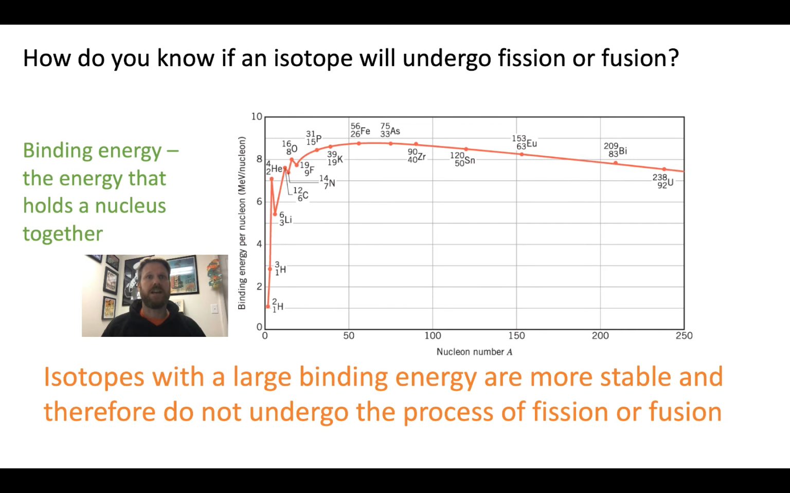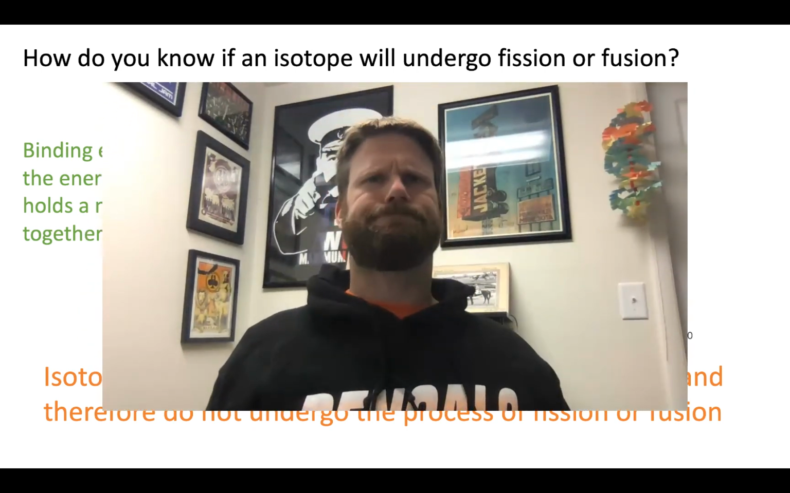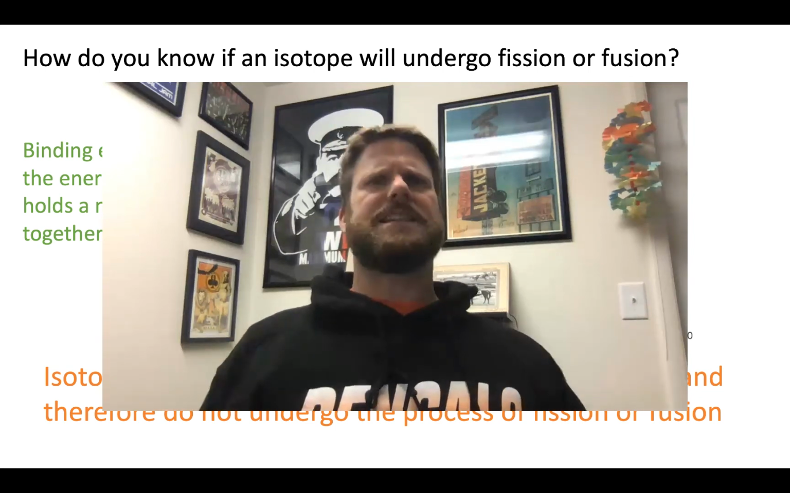Binding energy is the energy that holds a nucleus together. Nuclei with a larger binding energy are more stable, meaning that the nucleus is less likely to split apart or fuse together. Now I know what you're thinking. Schmeck, this is not making any sense.